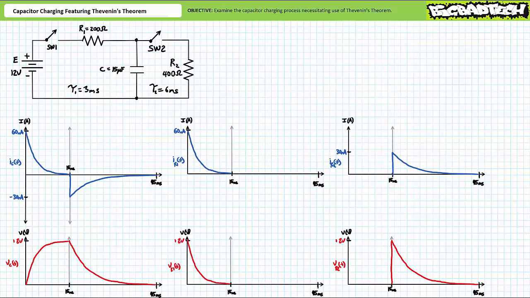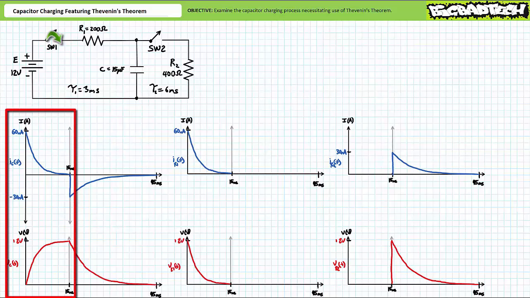Consider the classic charge and discharge setup we've examined in numerous illustrated examples. That of a DC source, in this case 12 volts, a capacitor, in this case 15 microfarads, and 2 switches, where switch 1 serves to charge the capacitor through R1, in this case a 200 ohm resistor, and switch 2 serves to discharge the capacitor through R2, in this case a 400 ohm resistor.